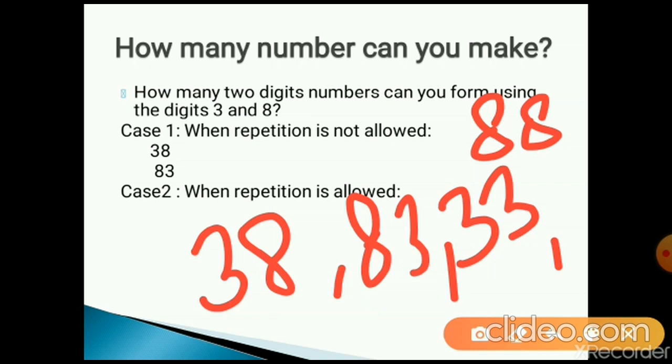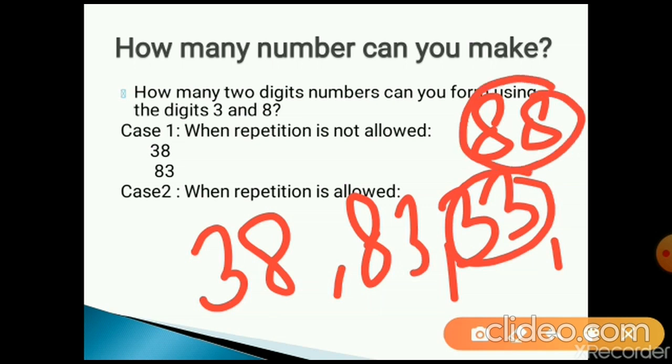If someone asks you what is the smallest number, you know that 33 is the smallest number. And what is the greatest number? 88 is the greatest number among them.